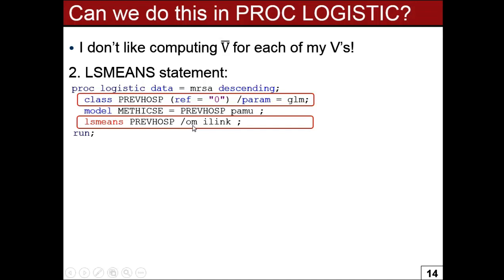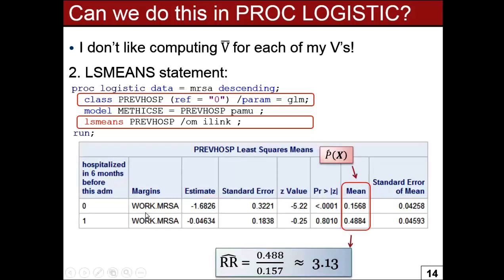And what that means is plug in the observed mean of every v variable automatically. That's good. For every variable that's not here, it's going to plug in the mean automatically. It's the observed margins, the observed mean. And iLink, again, is going to give it to you on the probability scale rather than on the logit scale. And that's exactly what we want. So automatically, SAS is going to give you the mean for every value of previous hospitalization, and you can get 3.13.